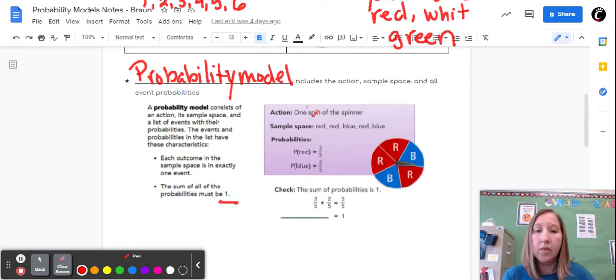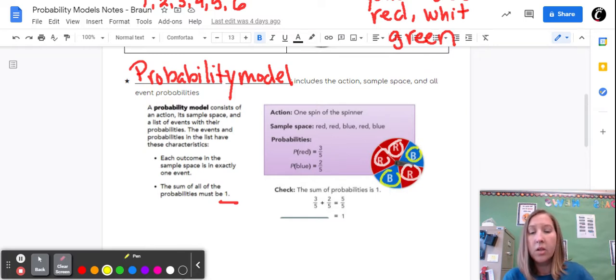So if we take a look over here, it says action, 1 spin of the spinner. So we've got our spinner here, and the action would be 1 spin. Our sample space is all of our possible outcomes. So we have red, red, blue, red, blue. And then our probabilities. So the probability of getting a red is 3 out of 5, so 3/5. And our probability of getting a blue is 2 out of 5, so 2/5. So we can check to see if this is a probability model, and we would do that by adding our probabilities together. So 3/5 plus 2/5 equals 5/5, and 5/5 equals 1. So that shows us that that is a probability model.